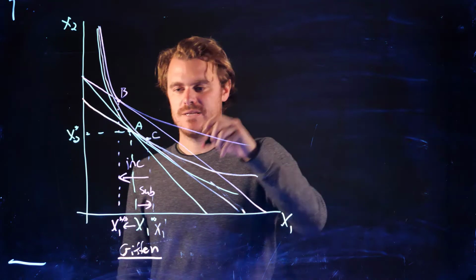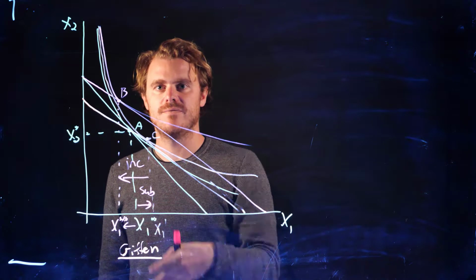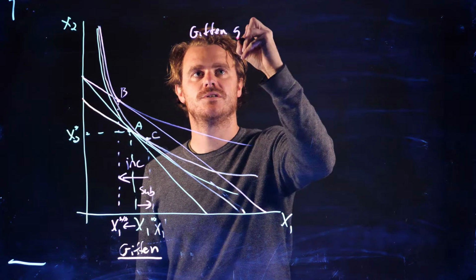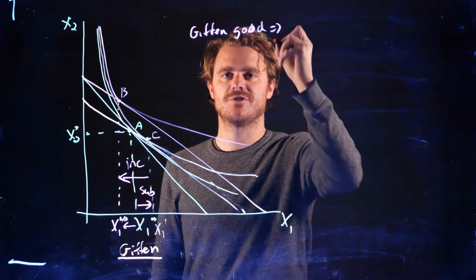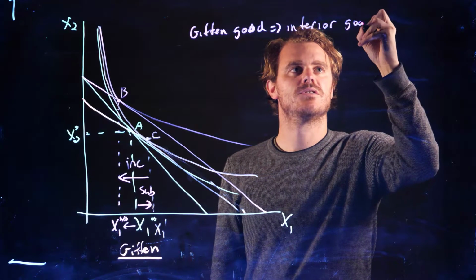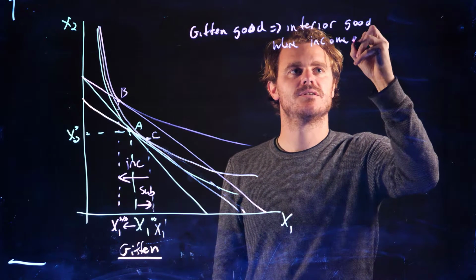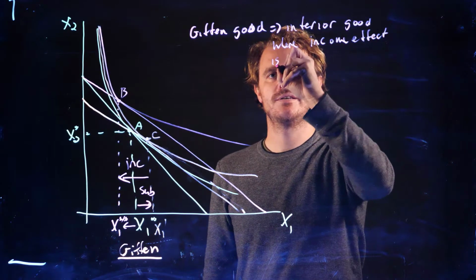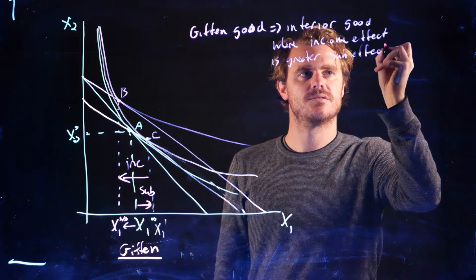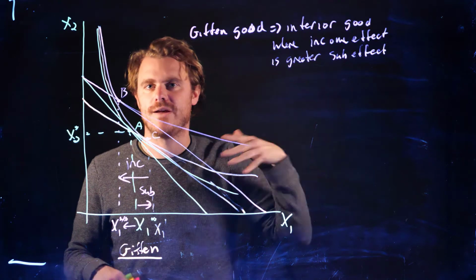And so here, the substitution effect is smaller than the income effect, and it's an inferior good. So a Giffen good is a particular kind of inferior good where the income effect is greater than the substitution effect. So all Giffen goods are inferior goods, but not all inferior goods are Giffen goods.